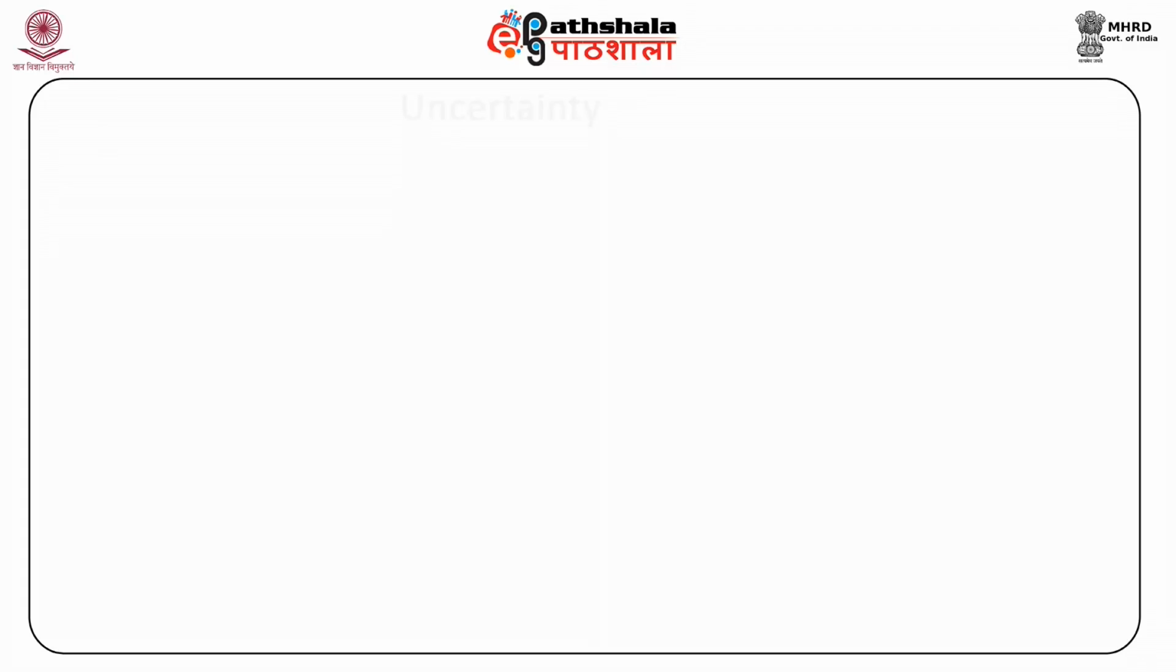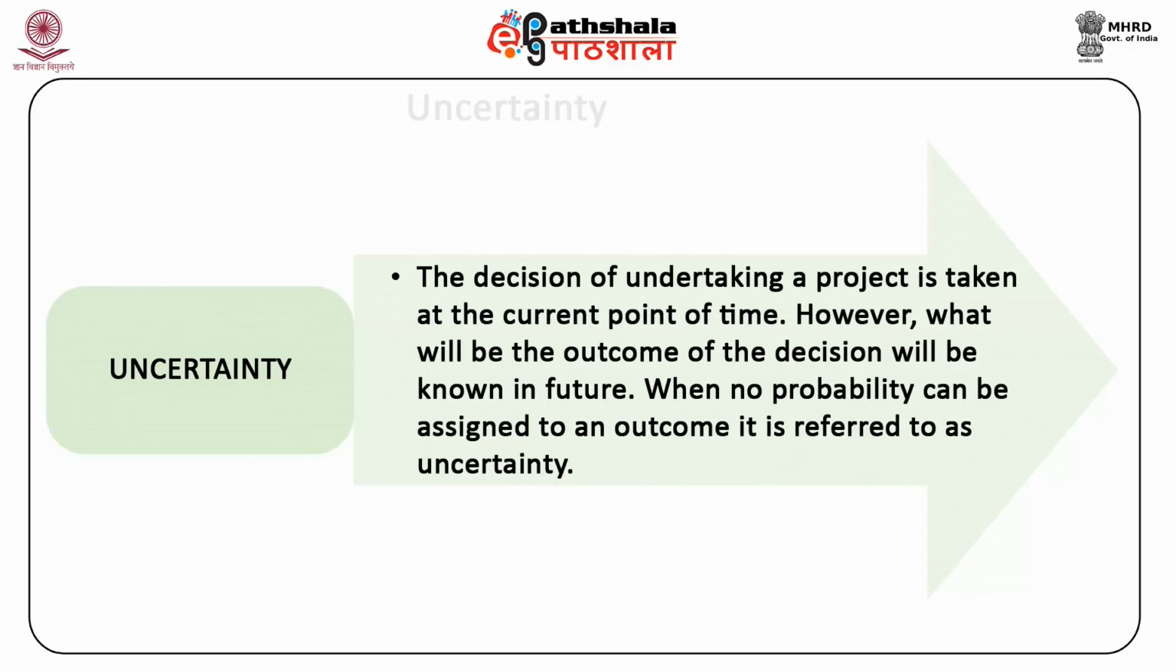Now, we will discuss uncertainty. The decision of undertaking a project is taken at the current point of time. However, what will be the outcome of the decision will be known in future. There is always an element of uncertainty in the future. It is impossible to deal with uncertainty in a perfect manner, although various approaches may help to arrive at some rational decision. There is always a risk. There is a very thin line between uncertainty and risk.